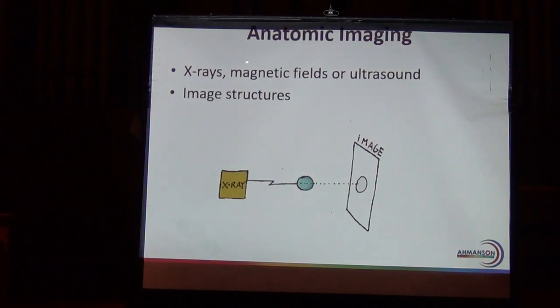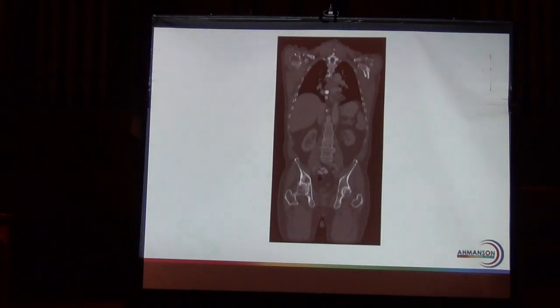To illustrate that, anatomic imaging, again using X-rays, magnetic fields, or ultrasound, image structure. So you have an X-ray producing machine, for example a CAT scanner. It sends X-rays through the body, and then depending on how these X-rays get changed while they move through the body, it creates an image. And then the job of the radiologist who looks at the images is to identify what is wrong. And if you're a trained radiologist, you can see that there is a lesion here in one of the spinal vertebrae that is abnormal and that likely represents cancer.